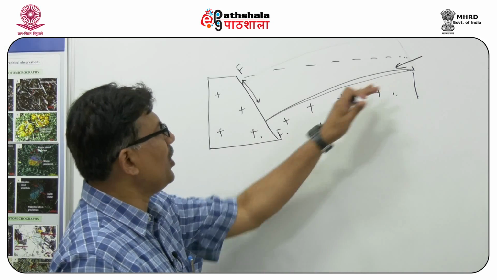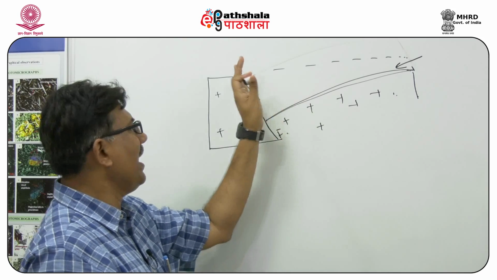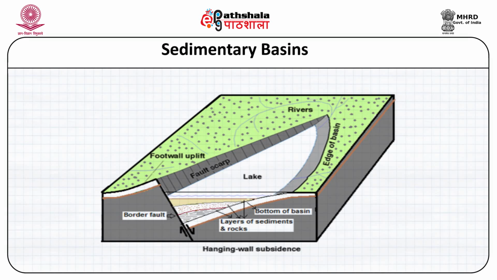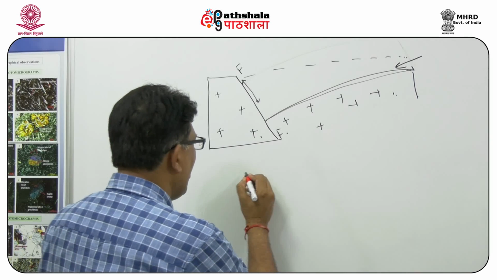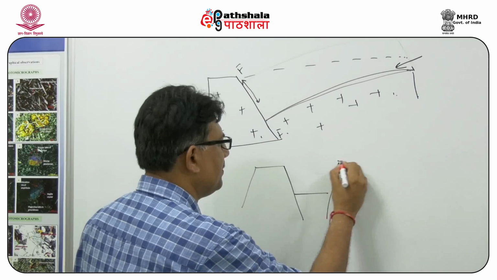Normally we get a fluvio-deltaic system operative on the hanging wall, whereas a fan delta can be formed from the footwall side. That is the general character of it. From this extension we can also have a horst graben situation.